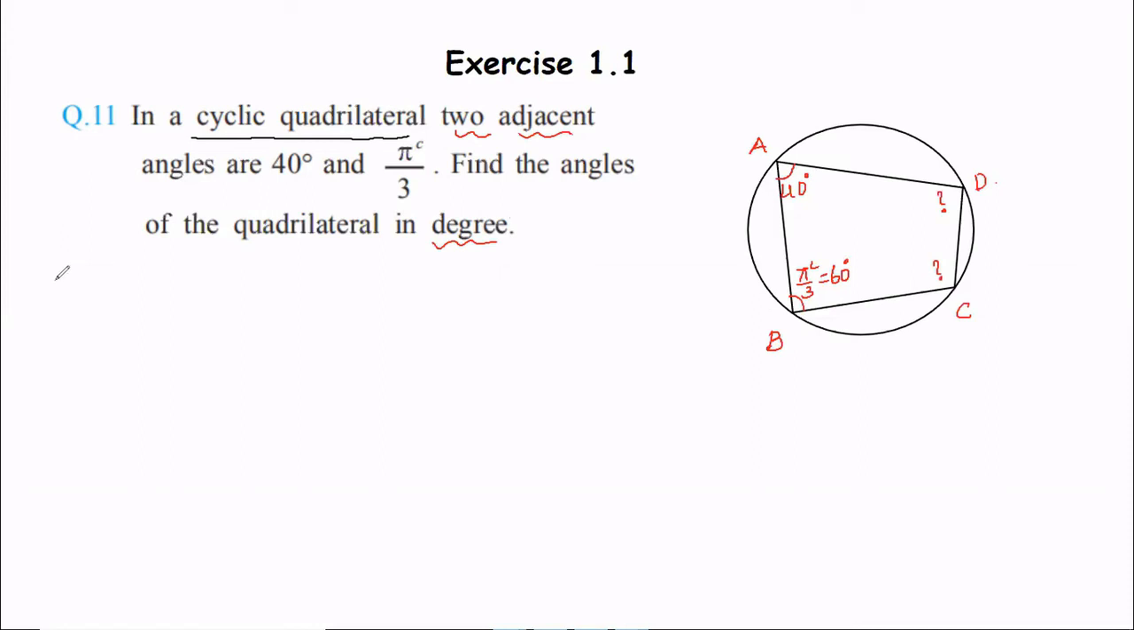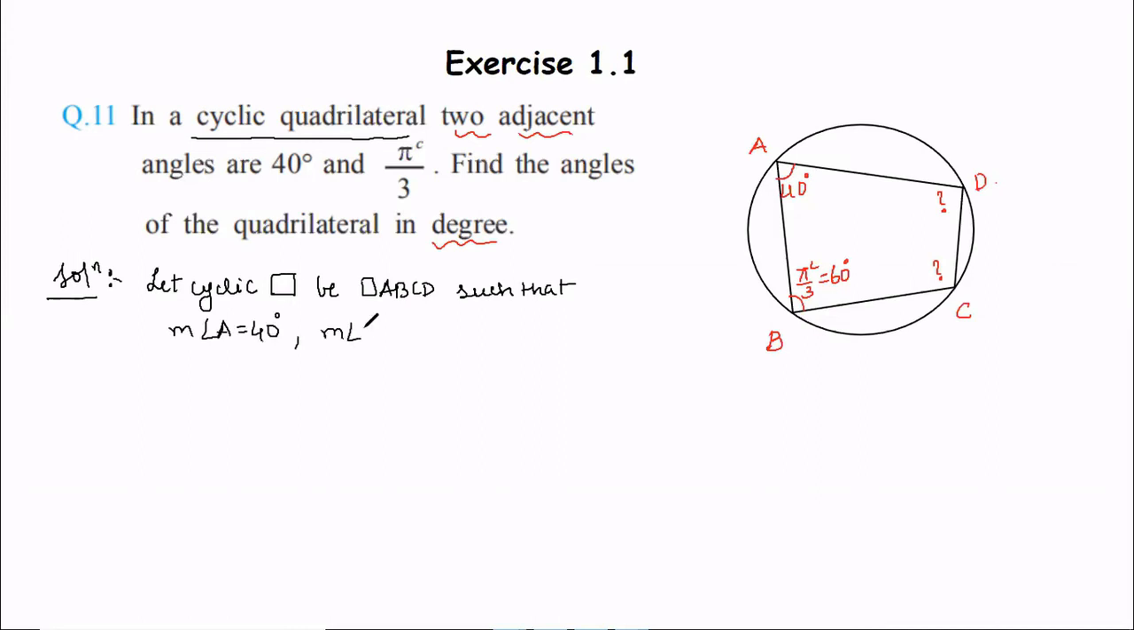You have to draw the diagram as well while copying the solution in your notebooks. So let ABCD be a cyclic quadrilateral such that measure angle A is equal to 40 and measure angle B is equal to pi by 3 radian, which we will now convert into degrees. Multiply by 180 by pi, cancel pi, and you will get 60 degrees. Okay, now we need to find angle C and angle D.